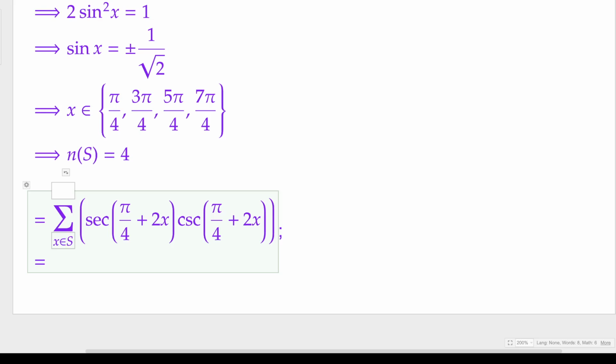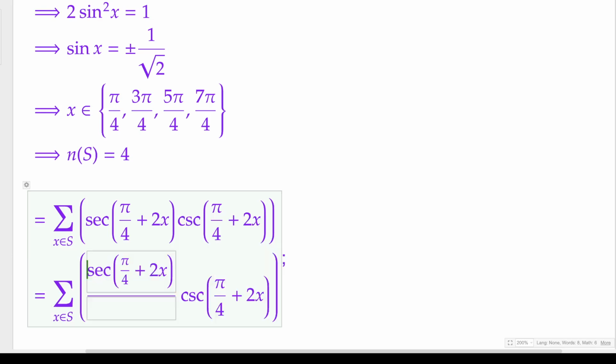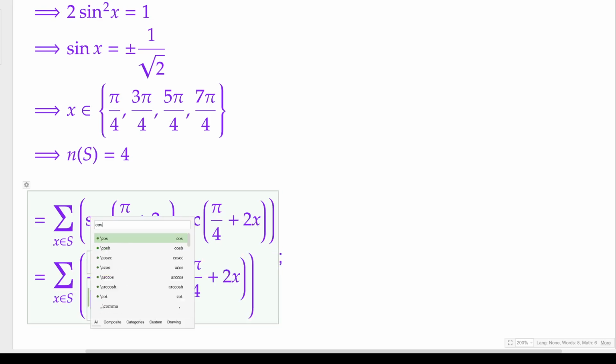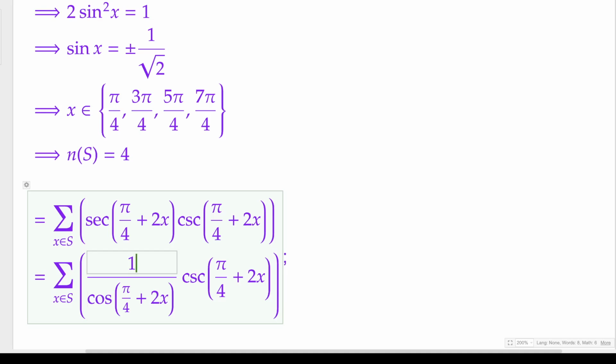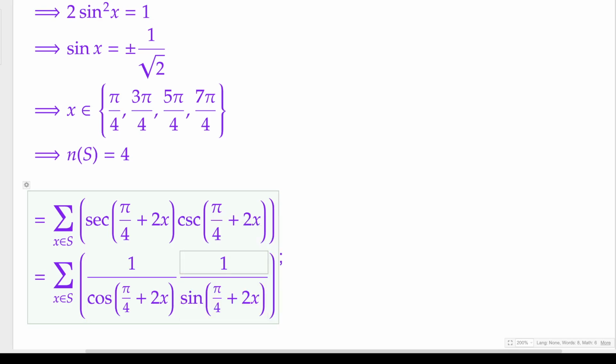Now here we are having secant. The secant can be written as 1 over cosine, so this can be written as 1 over cosine of this quantity. And this cosecant can be written as 1 over sine of this. So now in the denominator we are having cosine and sine with the same angle.